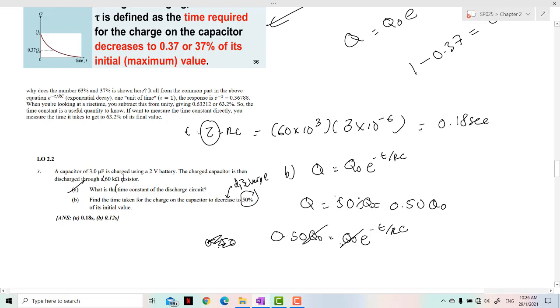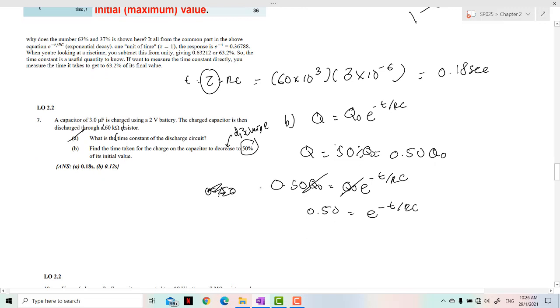So you can cancel out the Q naught, and you get 0.50 equal to e to the negative t over RC. Then what you do is take ln of both sides. Why do we take ln here? Because we want to remove the exponential. So ln 0.50 equals ln e to the negative t over RC. So the ln cancels out, and we get ln 0.50 equal to negative t over RC.